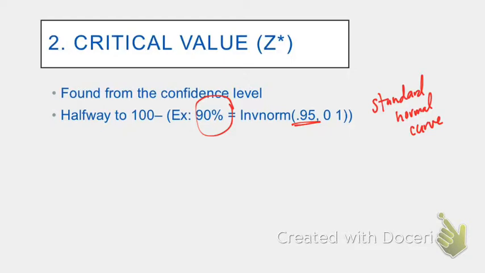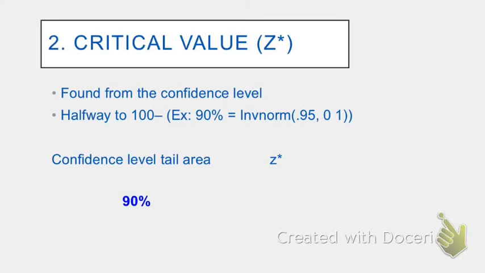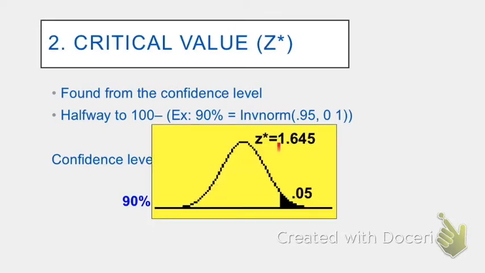So in my calculator, we already did 90%. So go ahead and type that in. I want you to just check that you can get it. You should get 1.645. Are they always 0 and 1? Yes.